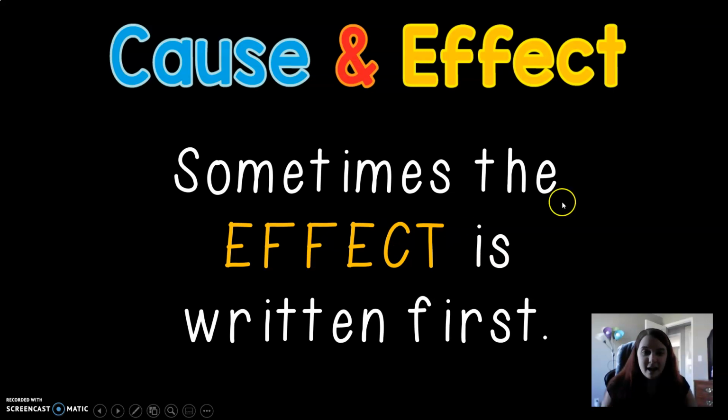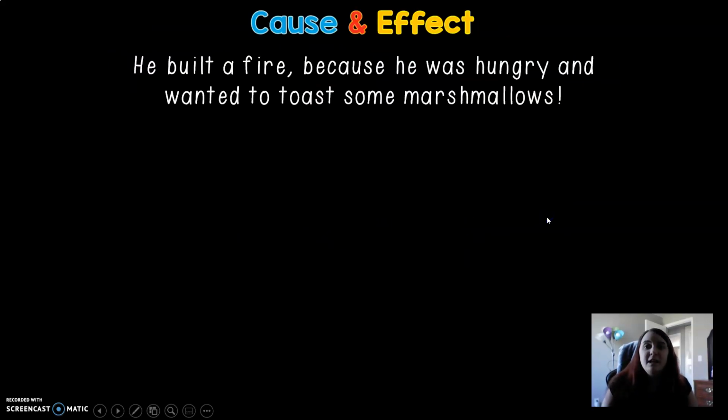Now, as I was saying, sometimes the effect comes first. He built a fire because he was hungry and wanted to toast some marshmallows. Having "because" in your sentence oftentimes means the end part of that is going to be your cause. So he built the fire is actually the effect. The reason he built the fire was because he was hungry.